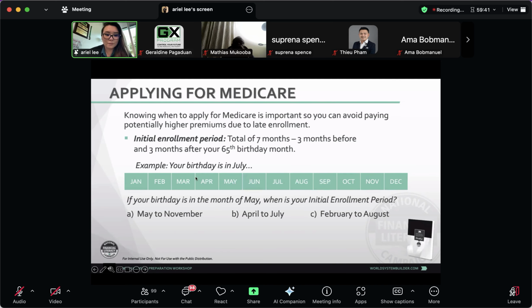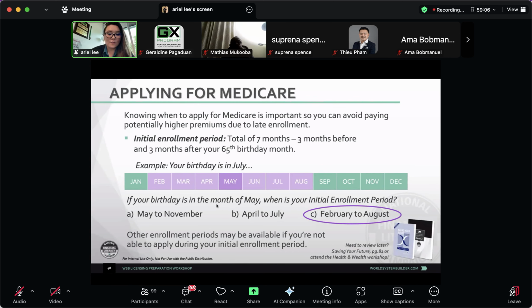Okay, so let's say your birthday is in May. What is your enrollment period? February to August. Yes. If my birthday is in May, then 3 months before and 3 months after, so from February all the way to August would be my enrollment period. Other enrollment periods might be available if you're not able to apply, but let's not wait to find out. If you know it's coming up, pay closer attention, and you should get a notice as well.